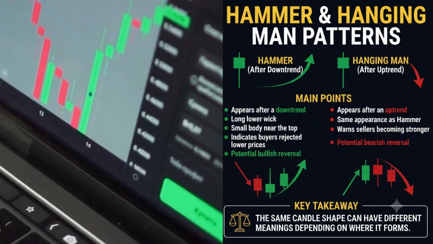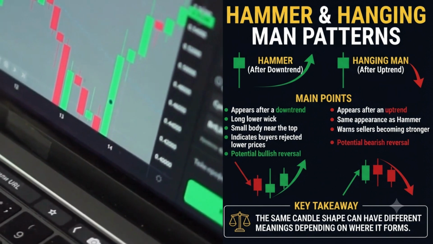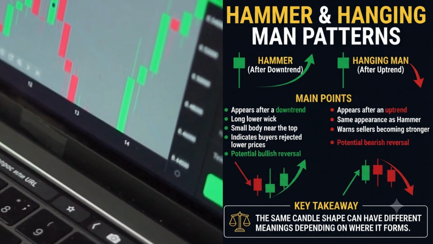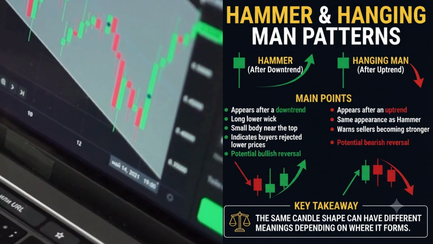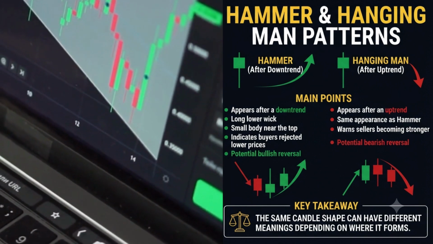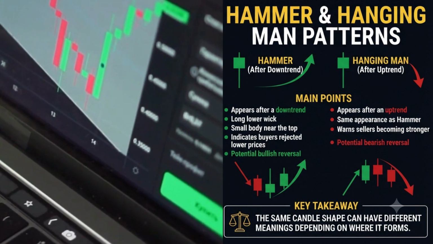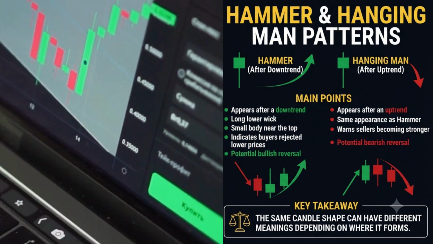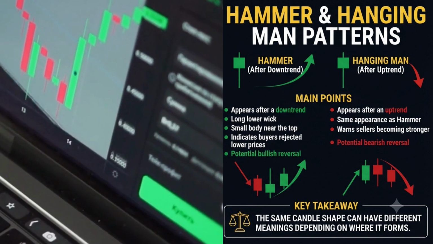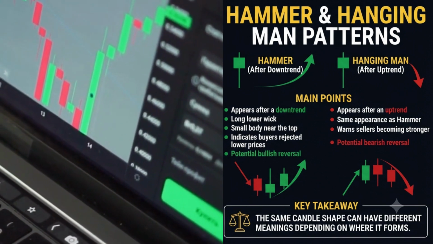The hanging man has the same shape but appears after an uptrend. Although buyers managed to close near the top, the long lower wick shows sellers were able to push prices significantly lower during the session. This can be an early warning that bullish momentum is weakening. Always wait for confirmation before taking trades based on either pattern.